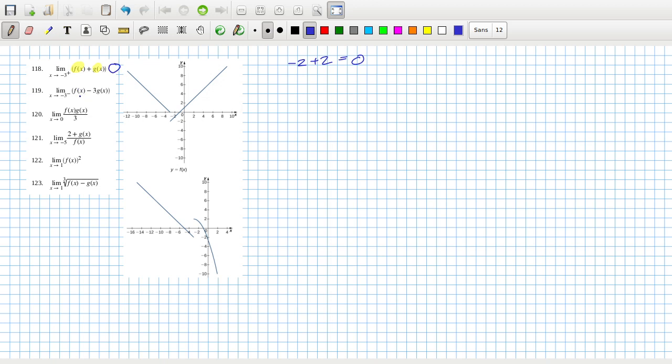Now the next one, minus 3 from the left for f is 0, and then g at minus 3 from the left is minus 2. So minus 3 times minus 2, so that's a 6 then. Okay, at 0, f times g, 1 times minus 3, minus 3 over 3 is 1. Okay, 2 plus g at minus 5, so that's a 0. 2 over f at minus 5 is 1. And then 1 is 1, squared is 1, and then 1.